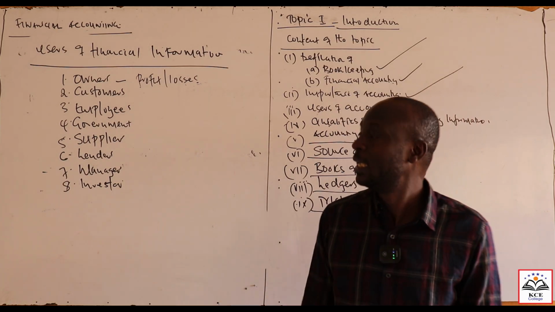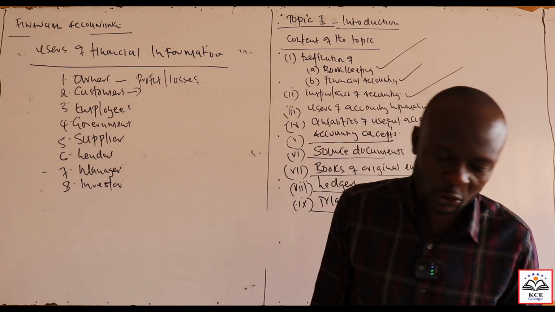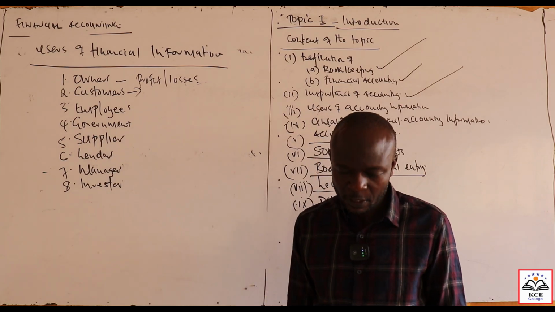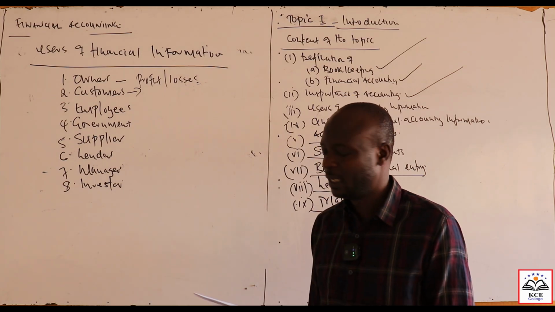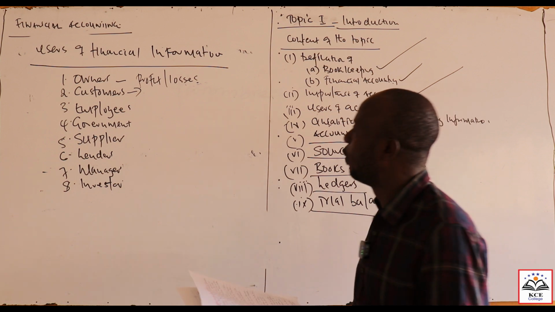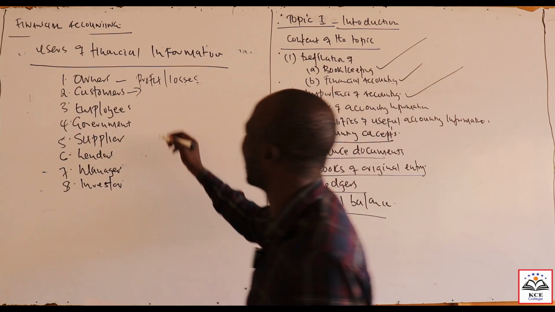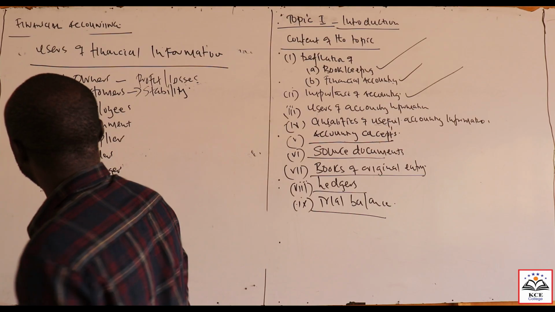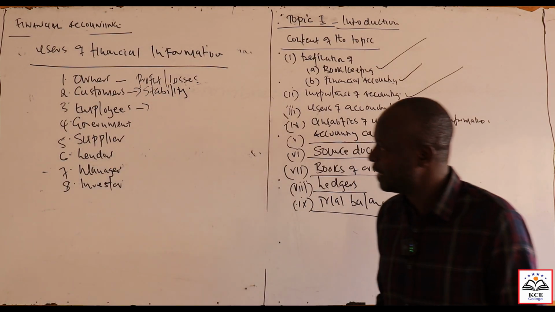Then we have customers. Customers are those who consume the product or services of particular business entities. Why would they be interested in financial accounting? Customers rely on the business for goods and services. So they want to review the financial information to know whether the firm is stable enough to continue supplying them. They want to know the stability of the firm for continuity of supply of the product that they consume from the business.